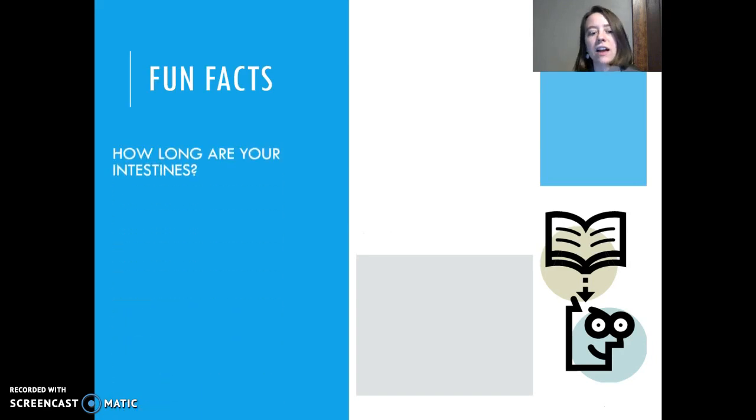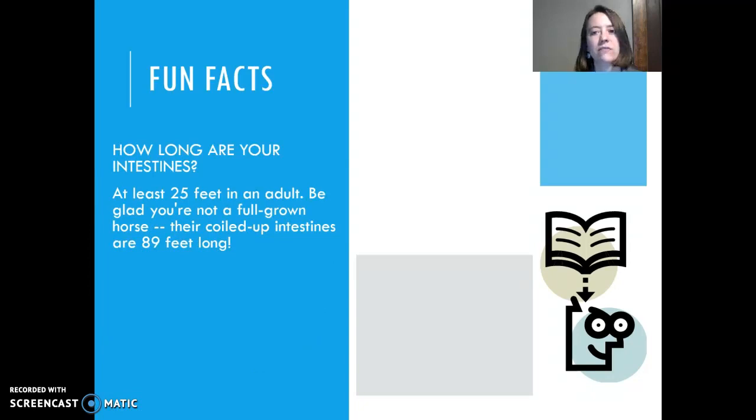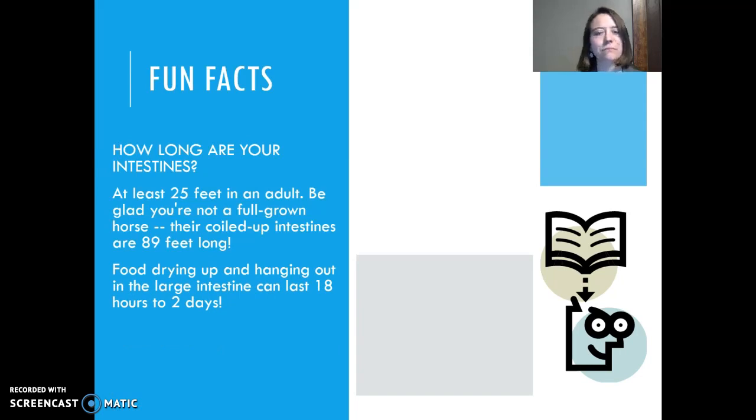Okay, what are some fun facts? How long are your intestines? They are about 25 feet. But if you are a horse, they're about 89 feet long if you stretch them out. Food can dry up and hang out in your large intestines up to 2 days. And you will eat and digest about 50 tons of food.